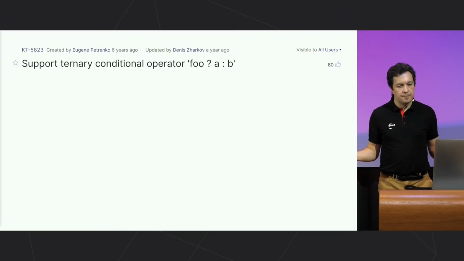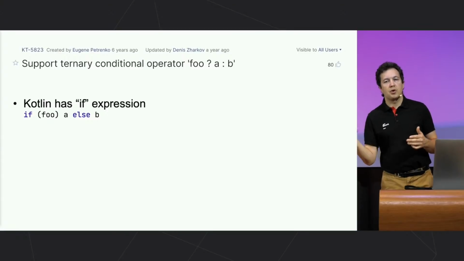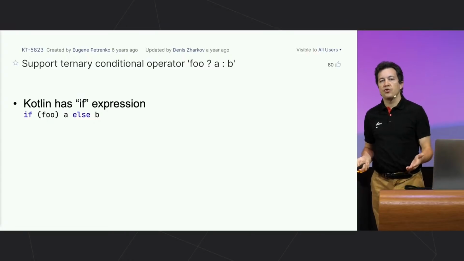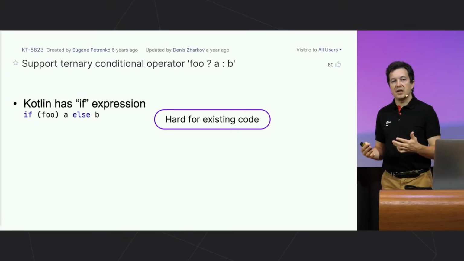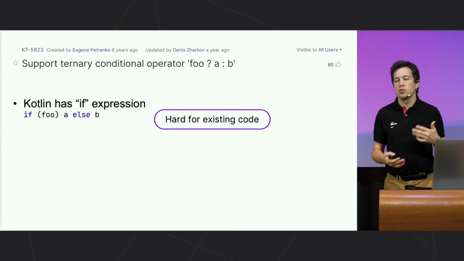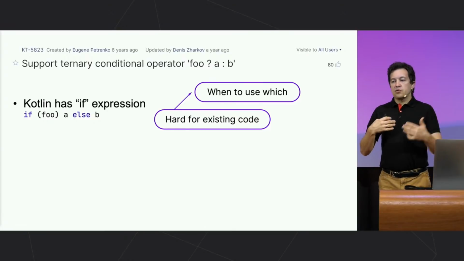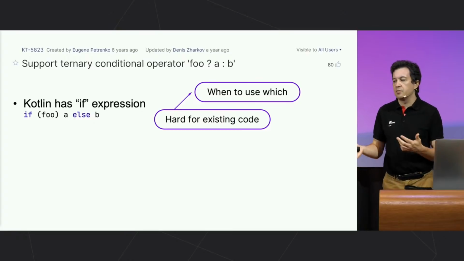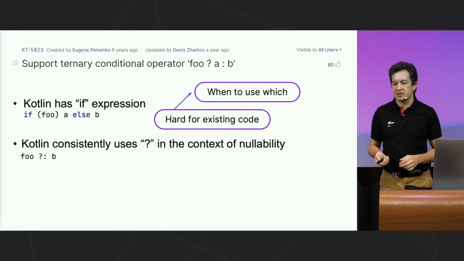But here's the problem with this issue. Kotlin already has an if expression. You can write the same thing as you write in Java with the question mark A:B by if expression in Kotlin. So if we add ternary operator to Kotlin, it makes it hard for existing code to decide, if you write an expression, which one should you use? Should you use ternary operator or should you use if expression? So this creates an insurmountable code style conundrum. What do you do? How do you recommend people? How do you solve all the battles that will appear and which is right in this place?